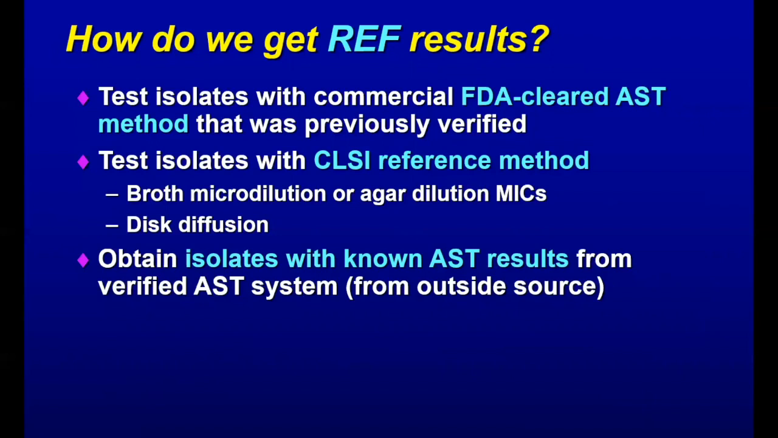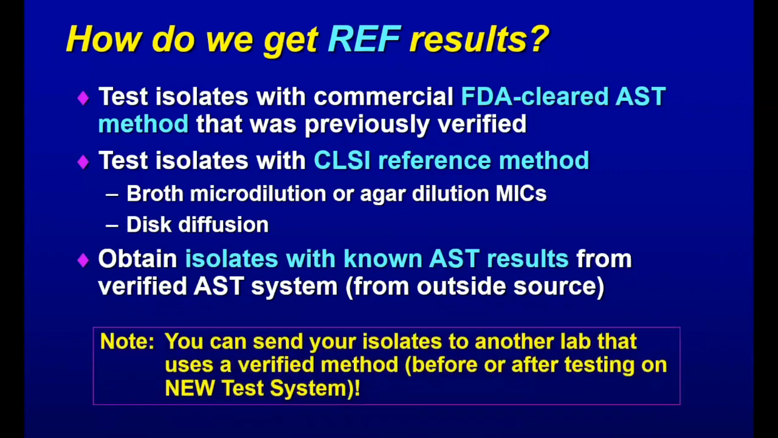The third way is that we can get a set of isolates with known susceptibility results that have been obtained from a verified susceptibility test system or a CLSI reference method. And we can get these from an outside source, and I'll talk to you a little bit later about what some of these outside sources might be.